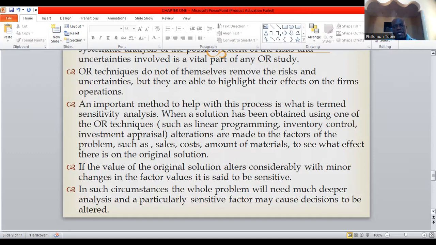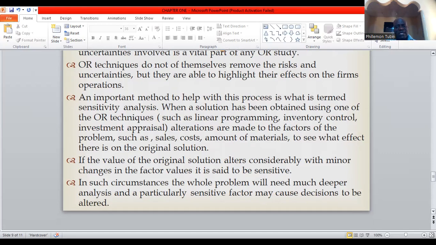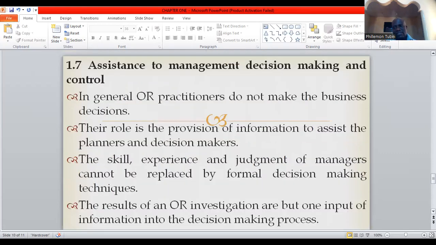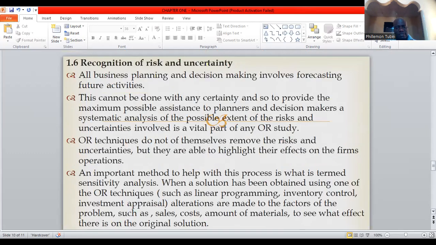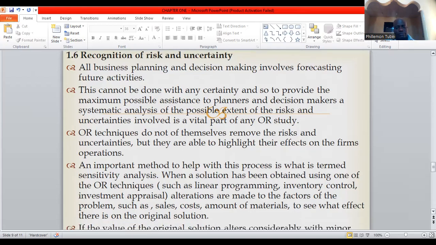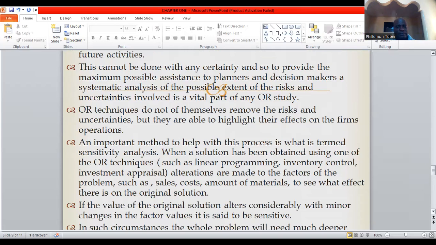When a solution has been obtained using one of the operation research techniques, such as linear programming, inventory control, and even investment appraisal, alterations are made to the factors of the problem, such as sales, costs, and amount of materials, to see what effect there is on the original solution.